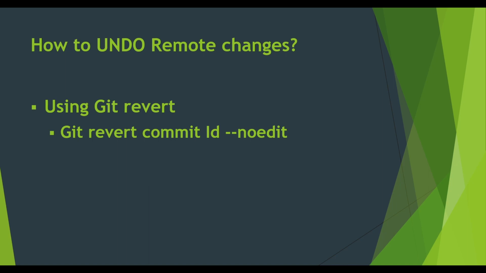Then we discussed how to revert the changes on the remote repository. For this we used git revert with the commit ID which we want to revert, and we need to use hyphen hyphen no edit in order to avoid getting into the VM editor, because that is of no use. Okay, so this is what I wanted to cover as part of how to undo the changes in Git.